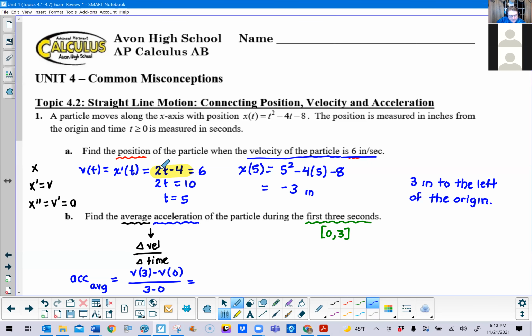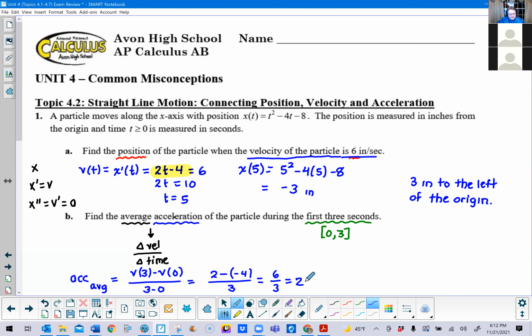And if I plug 3 in for this, I get 2 times 3, which is 6, minus 4, which is 2. And if I plug 0 in for that t, I get 0 minus 4. Be very careful. We're going to subtract a -4. And then, of course, 3 minus 0 is 3. And when all of this reduces, I get 6/3, which is 2.